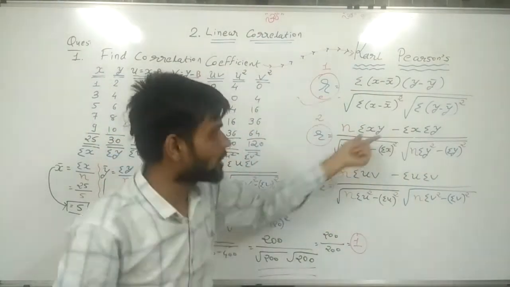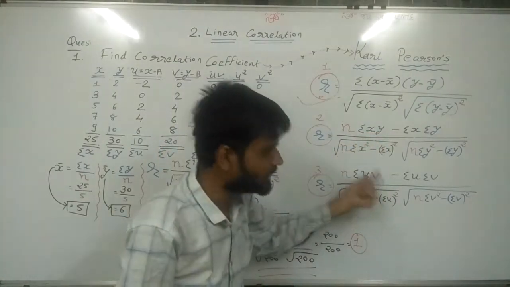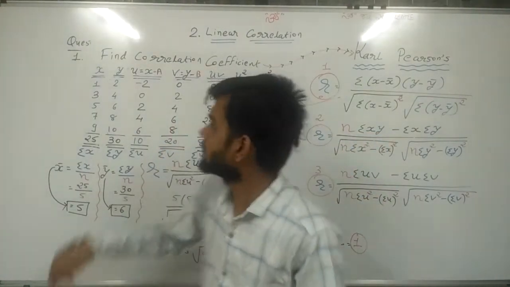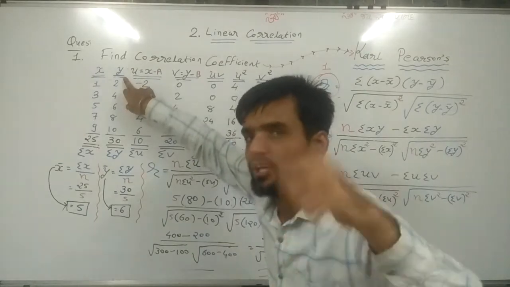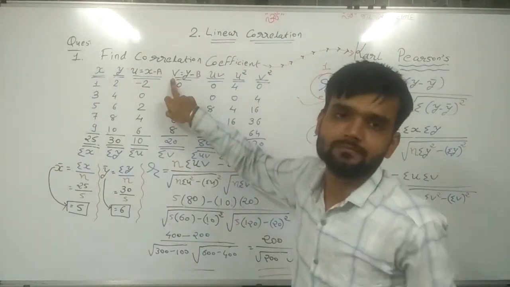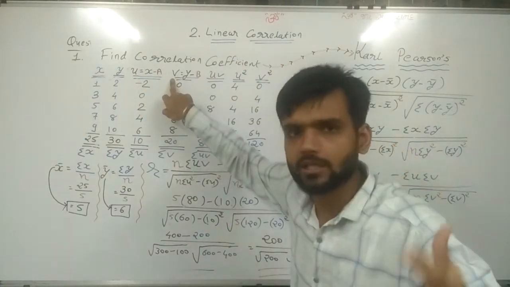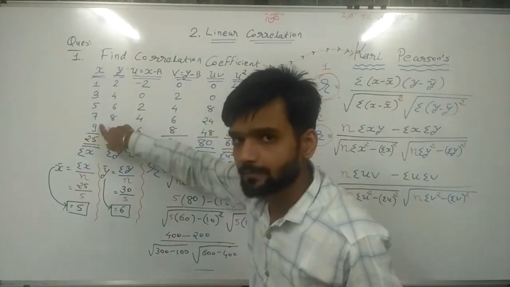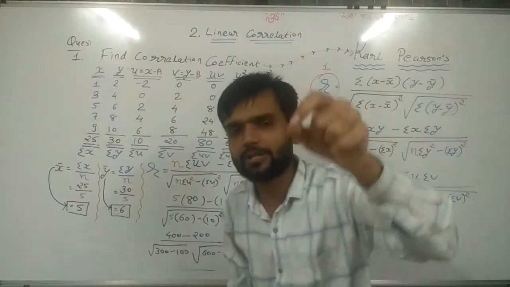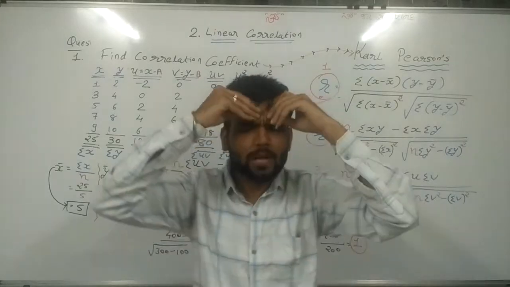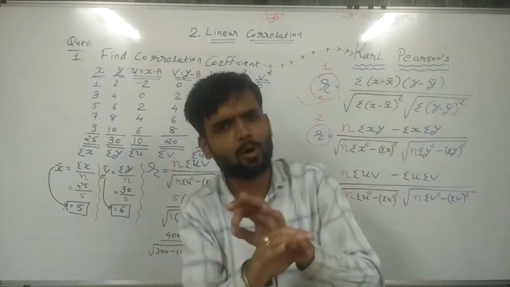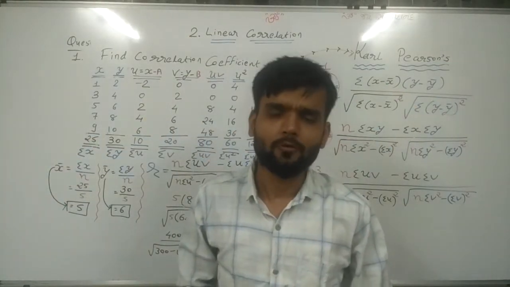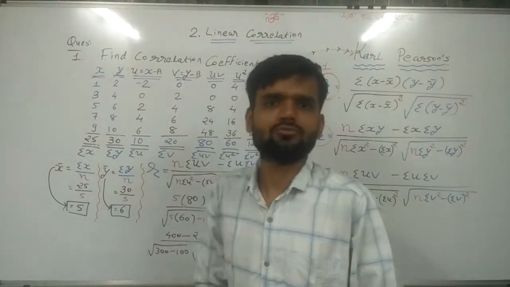Same way, instead of y, write v. So here by using y we can find v. That is our important thing. From all the values of x, we are deducting any assumed value. You can assume any value. No problem about it. We can deduct any value.